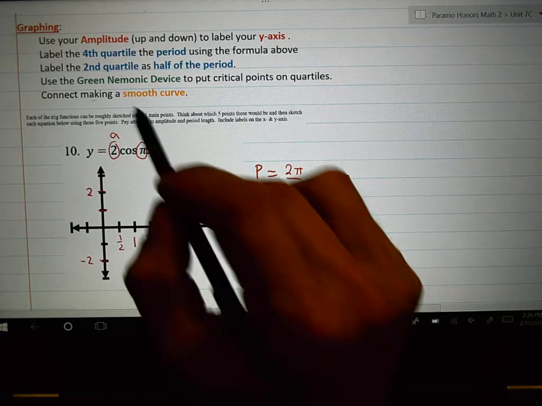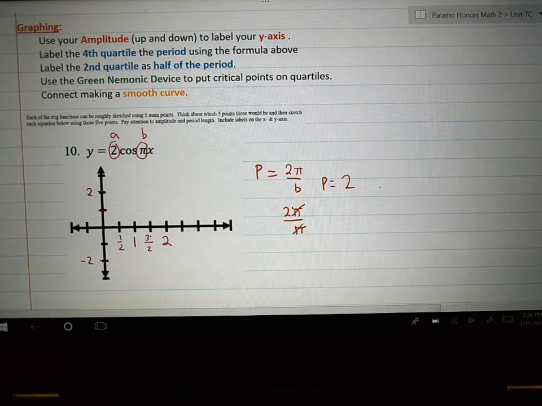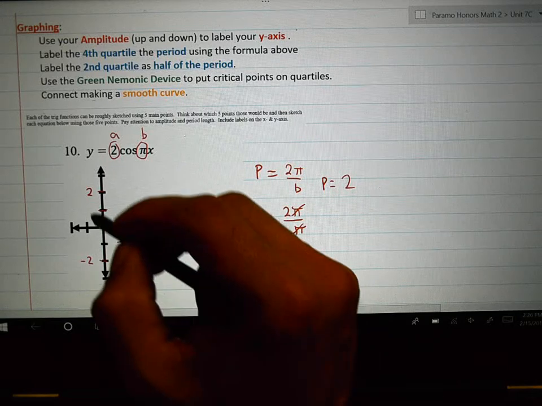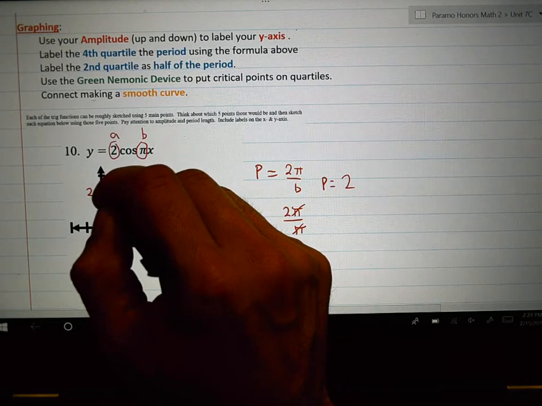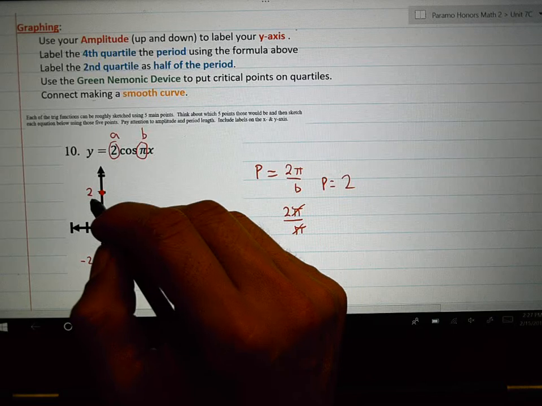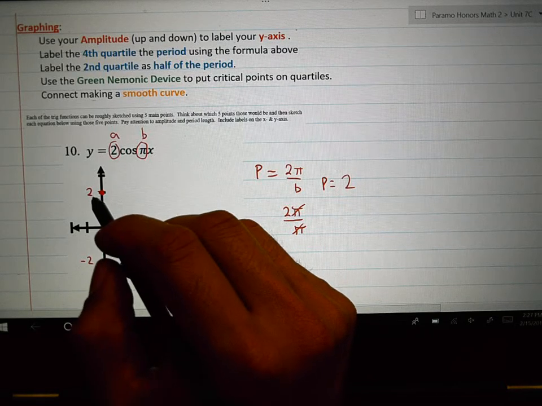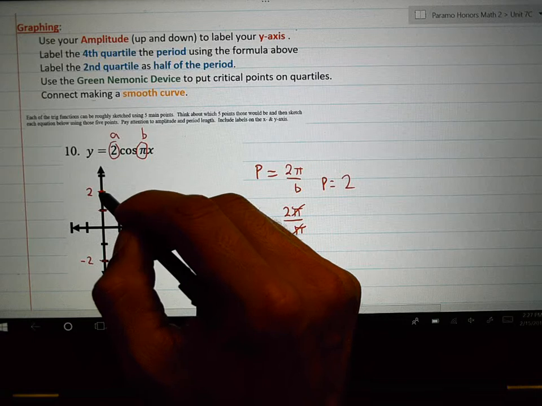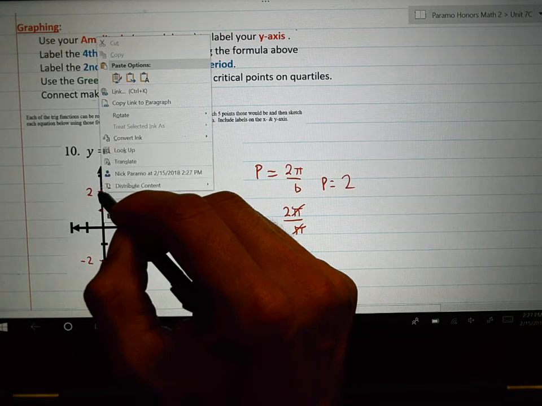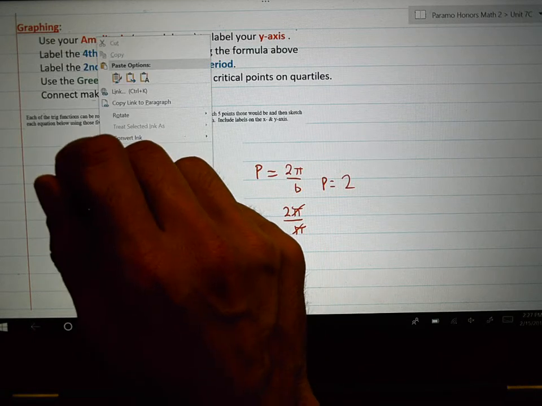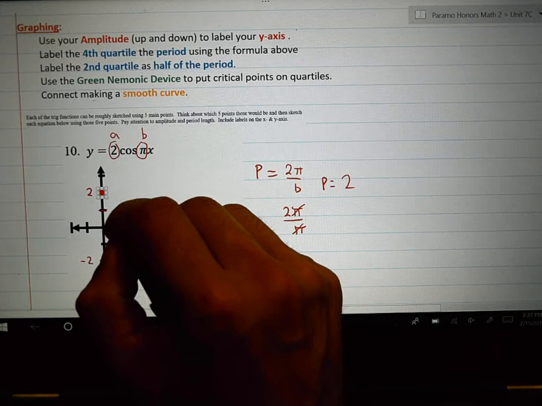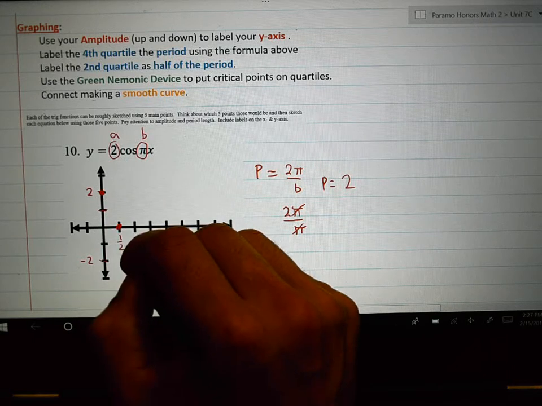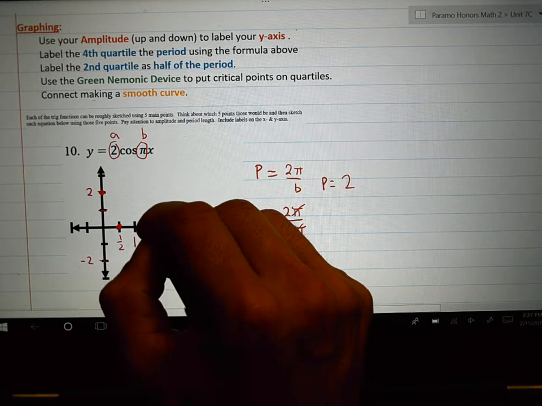And then I'm going to use the green mnemonic device to put critical points on quartiles. This is a cosine graph. I go up to my extrema. And every quartile, I say that mnemonic that we worked on earlier. Let's see if you remember what it is. So I want you to say what this is and say it out loud real quick. It goes, what? Then? Then what? Then what? Then what?